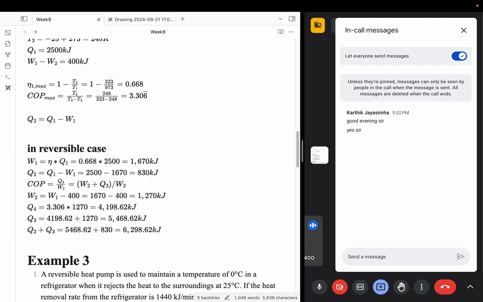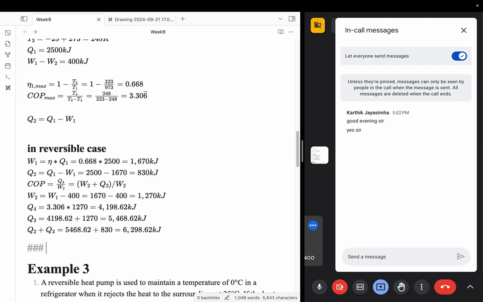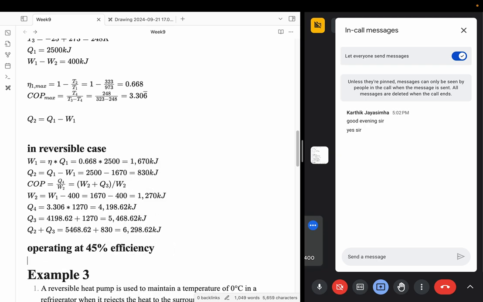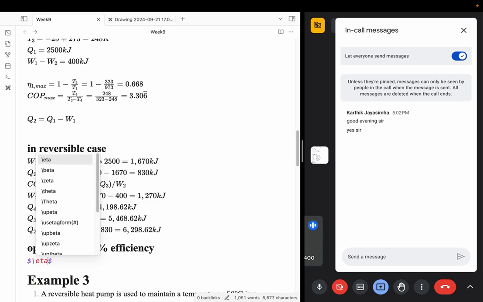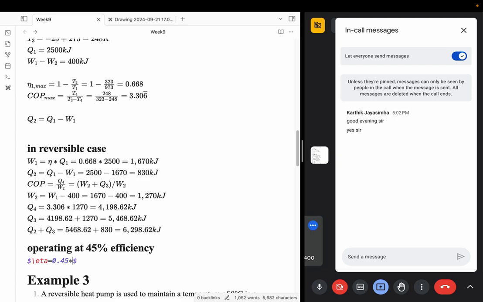So this is straightforward. Now let's say it is an irreversible case, if both of them are operating at 45%, so what would happen then is your eta will be equal to 45% of whatever is your original eta. Originally it is 0.668. So this is the present eta, and similarly the current COP will be 45% of the previous COP.